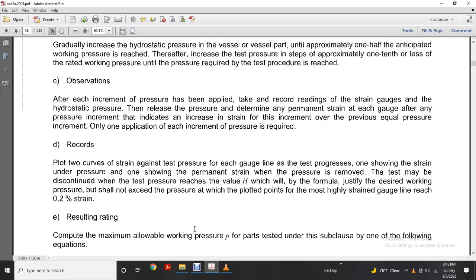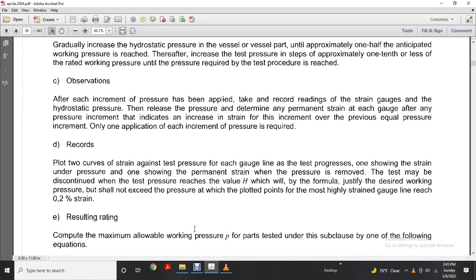Records. Plot two curves of the strain against the test pressure for each gauge line as the test progresses. One shows the strain under the pressure, and one shows the permanent strain after the pressure is removed. The test may be discontinued at the test pressure for each value of H, which will be formally justified, but shall not exceed the pressure.